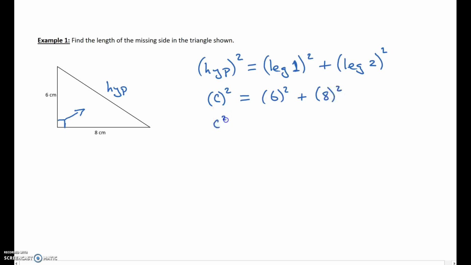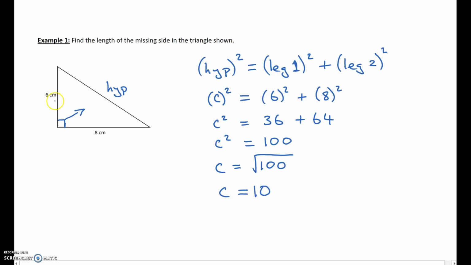So C squared is just C squared, 6 squared is 36, 8 squared is 64. So C squared, 36 plus 64 is 100. So if C squared is equal to 100, C is equal to the square root of 100. The square root of 100 we know is 10. Now make sure if there are units given in the question that you include units in your answer. The units here in this case were centimeters, so the hypotenuse is going to be 10 centimeters long.